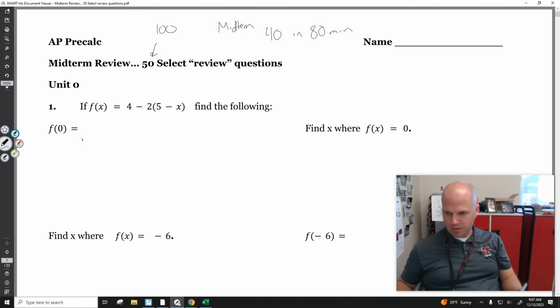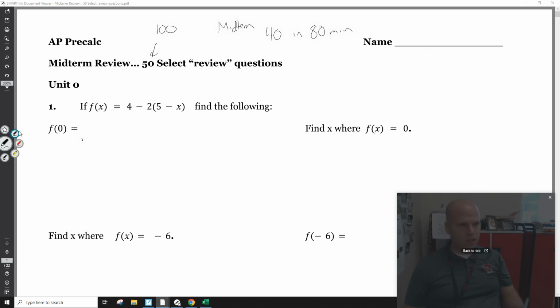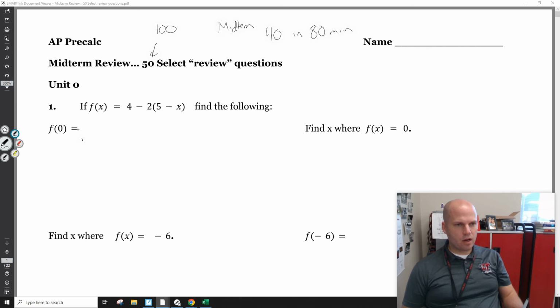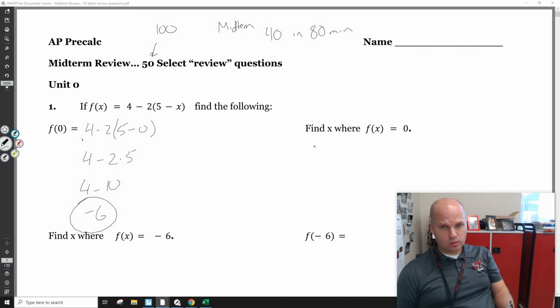All right, here we go. 50 minutes, 9:07. We're going to be done by 9:57. Ready, set, go. F of 0, I'm replacing x with 0. I got 4 minus 2 times 5, so that's 4 minus 10, that's negative 6. When is f of x equal to 0? 4 minus 2 times 5 minus x equals 0. I'm going to distribute.